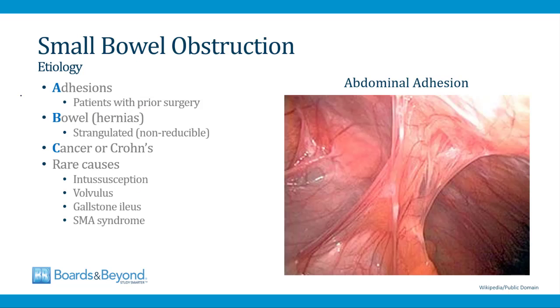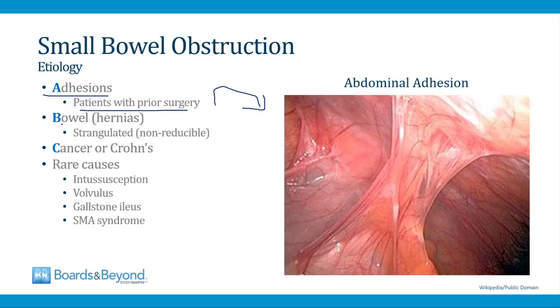The causes of small bowel obstructions can be remembered by the mnemonic ABC. A is for adhesions, which is the most common cause of a small bowel obstruction. Adhesions are fibrotic attachments that occur in patients who have had prior abdominal surgery. This is a picture of one on the screen here. So these adhesions can grow and develop around an area of the small bowel, and that can lead to obstruction.